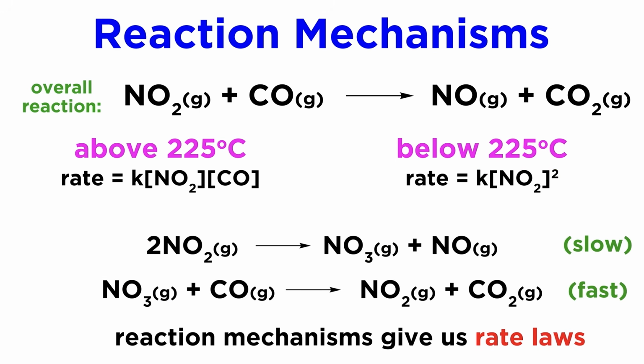So reaction mechanisms are useful not just to give us a clearer picture of what is happening on the molecular level, but also because a rate law can be derived directly from the stoichiometry of the rate-determining step without gathering any experimental kinetic data.